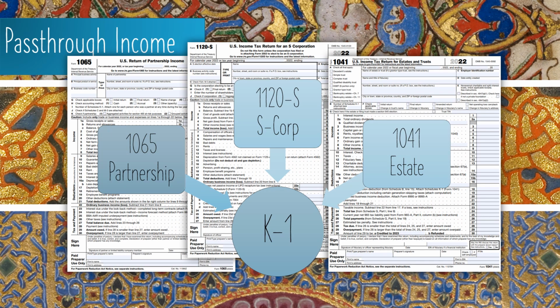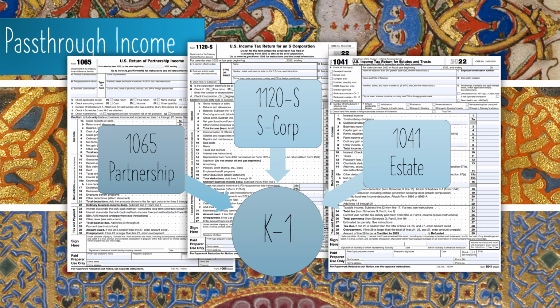We're going to begin talking about K1 income, and I'm referring to the K1 as a form, and the reason why we're not talking about the kind of income specifically is that K1s can report a lot of different kinds of income. What they are is a form that is generated by a pass-through entity, and those pass-through entities could be partnerships, S corporations, or estates.